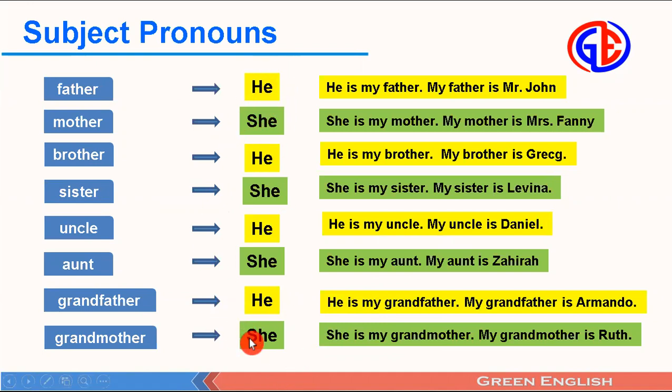Remember, subject pronoun ini she sama he itu harus dipasangkan dengan is, ya. So kita bilang he is, she is, he is, she is, like that, ya. Jangan sampai kalian lupa menempatkan is setelah she, ya. Tapi kalau misalnya she is a doctor, ya. Biasanya dia pakai she is atau he is.